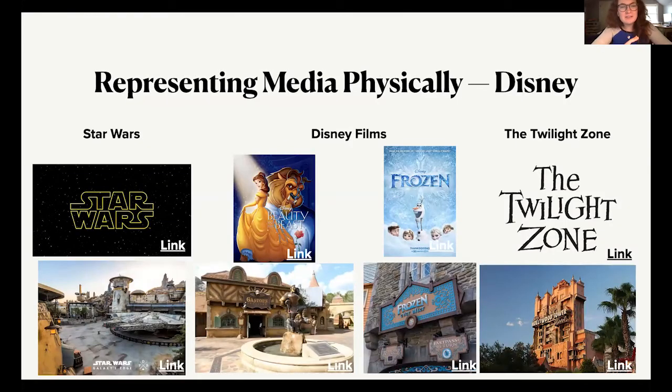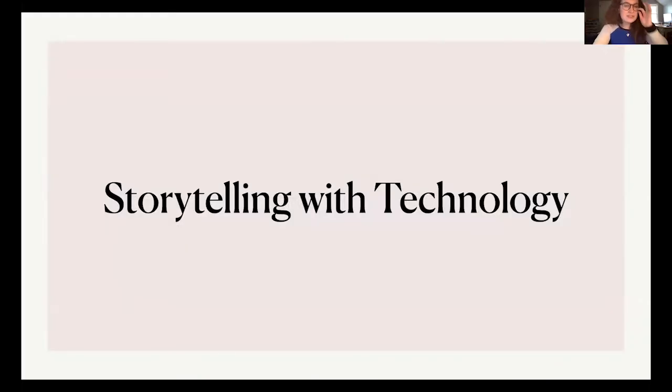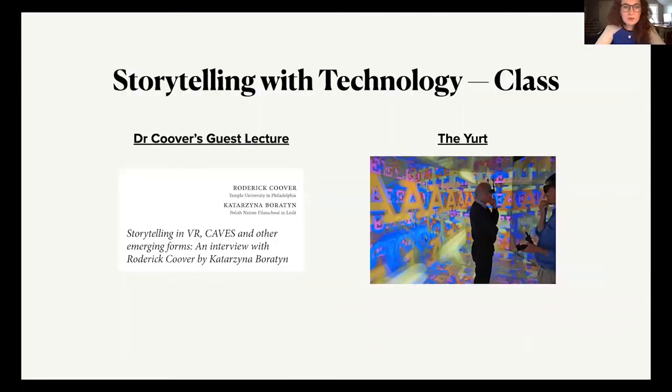On the other side of that, Disney creates physical from media. So Star Wars, they've created Galaxy's Edge. So it's creating a land based on a whole media franchise. Some Disney films, they recreate certain areas of the parks to resemble the films and bring them to life, as well as the Twilight Zone. There's a ride based off of the Twilight Zone TV show. And then storytelling with technology is at the forefront of what Disney does. And I'll just go quickly through that.